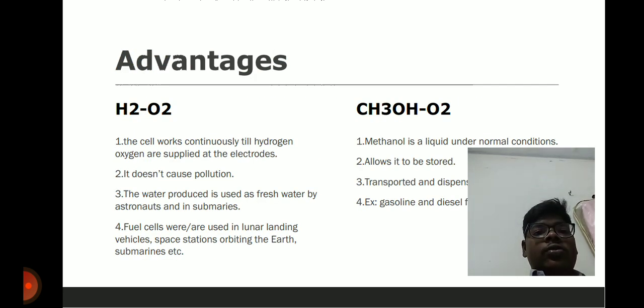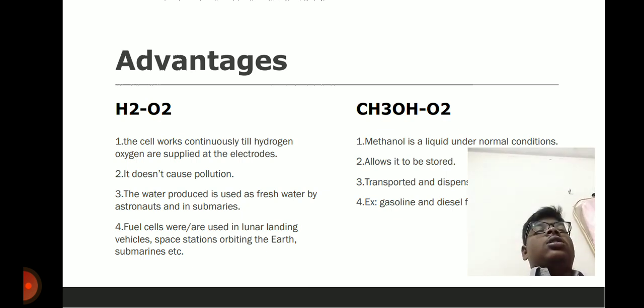Advantages of the H2-O2 fuel cell. The cell works continuously as long as hydrogen and oxygen are supplied at the electrodes. It does not cause pollution. The water produced is used as fresh water by astronauts and in submarines. Fuel cells are used in lunar landing vehicles, space stations orbiting the Earth, submarines, etc.